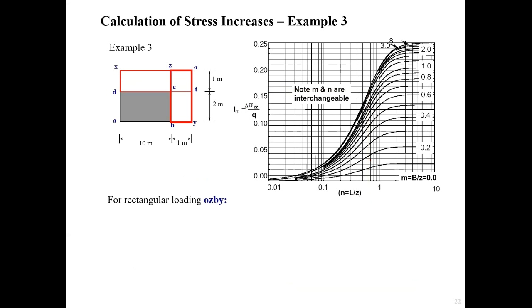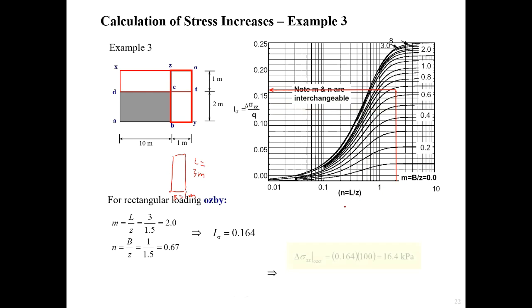The final one is the rectangular loading OZBY. This time L will obviously be 3 meters, and B equal to 1 meter. Then we can calculate M and N, and the values are 2 and 0.67. We take the value of N sigma from the chart and work out the stress increase for this assumed loading area, that's 16.4 kPa.